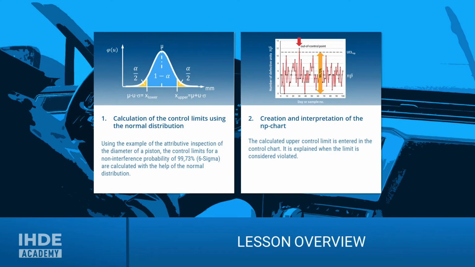This lesson is divided into two chapters. In the first chapter, we will use the normal distribution to calculate the control limits for a non-interference probability of 99.73%. And in the second, enter this limit in the control chart and discuss how it is to be interpreted.